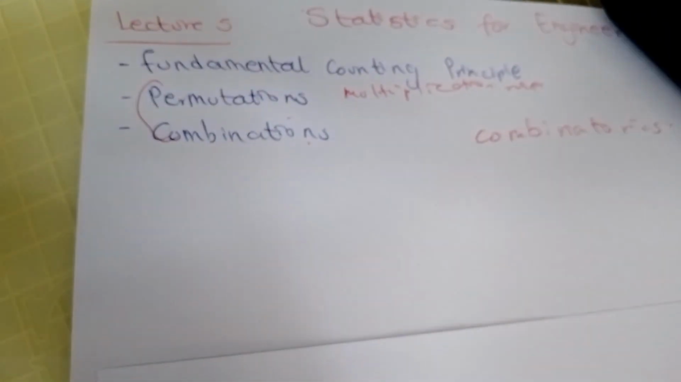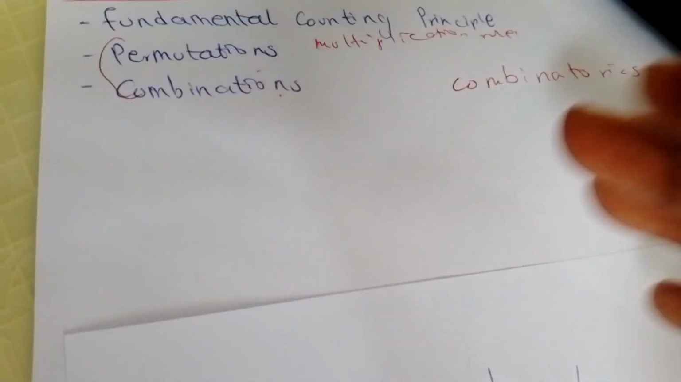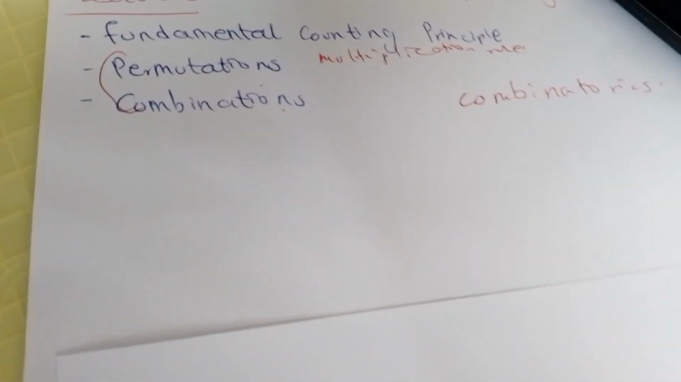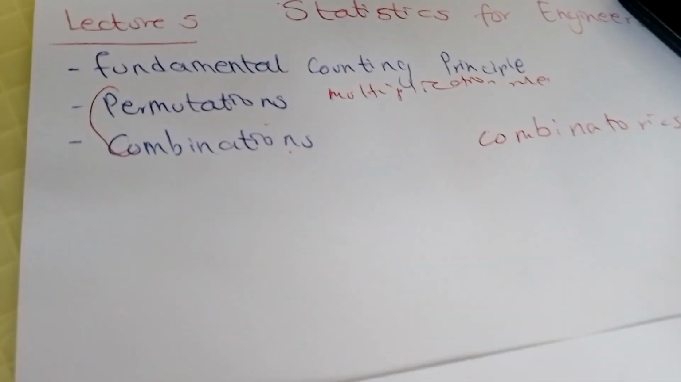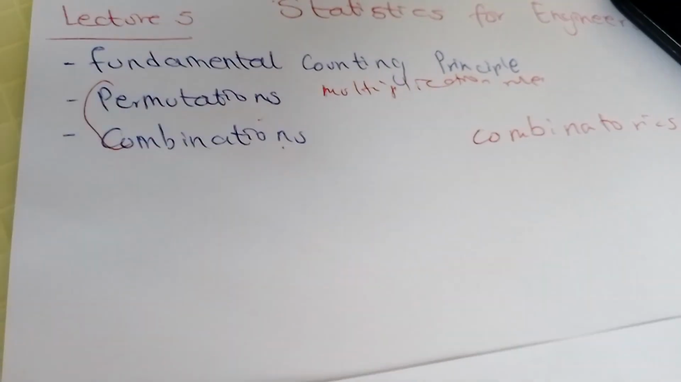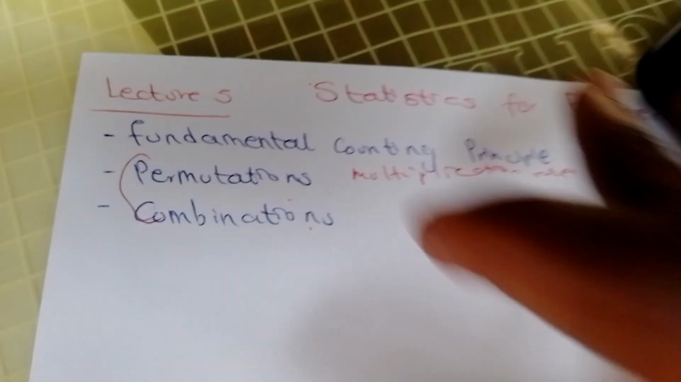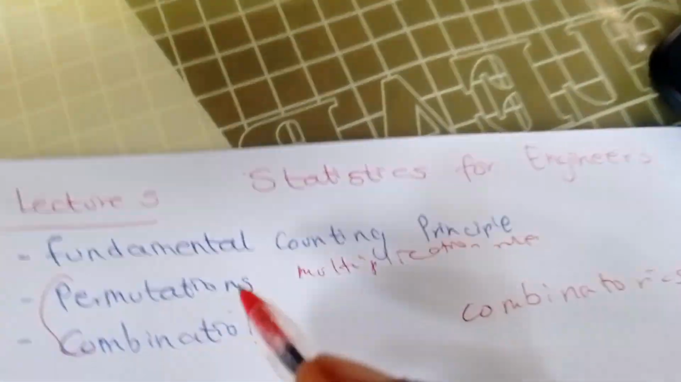Now we'll start with the multiplication rule and see what it's all about. With the multiplication rule, it's just a counting technique. You're not trying to pin down on something. You're just trying to see what the possibilities are, what the sample space available is. That's all you're trying to do with that.